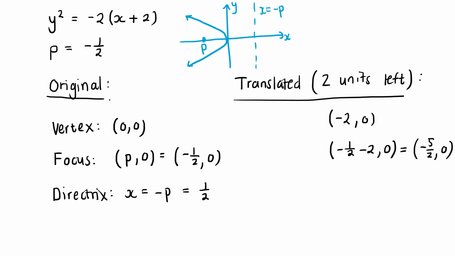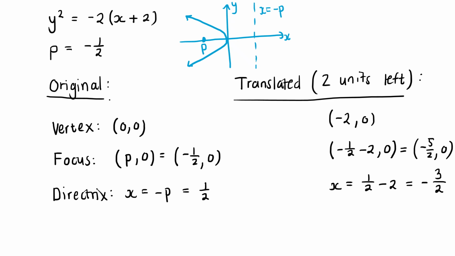And again, if we apply the translation, we are going to move this directrix 2 units to the left. So we will now have a new directrix of x is equal to 1/2 - 2, which gives us x is equal to -3/2. This is what describes our parabola once it has been translated. So we can take the one in the sketch at the top, and we can just move everything that we see 2 units to the left, and we will have the parabola from our equation.